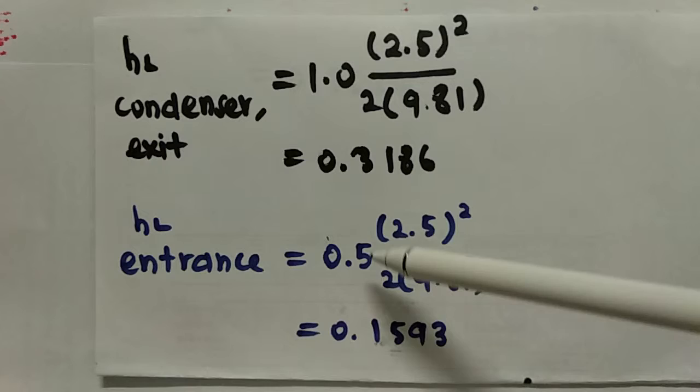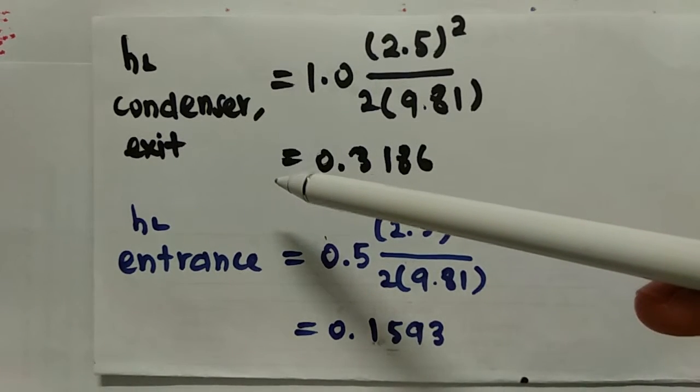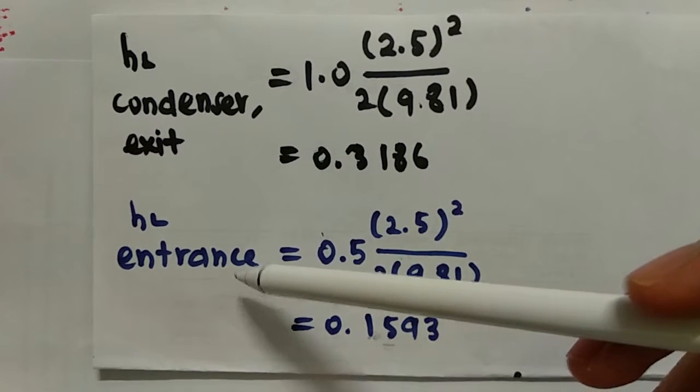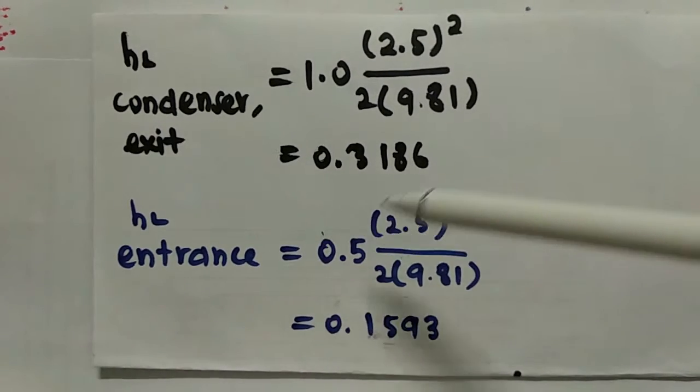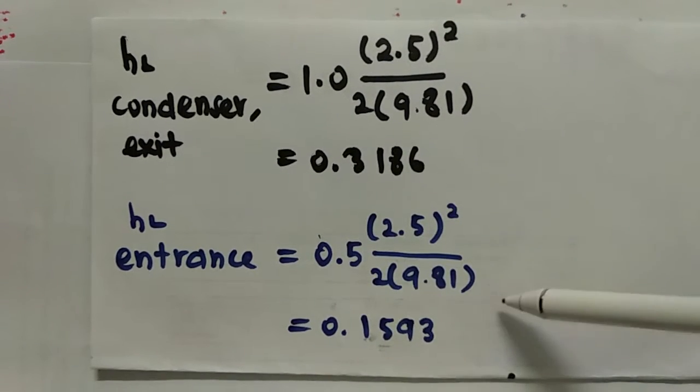And lastly, we need to calculate head loss for the condenser. The condenser has an exit and an entrance inlet, so we need to calculate the head loss for both the exit and the entrance of the condenser.